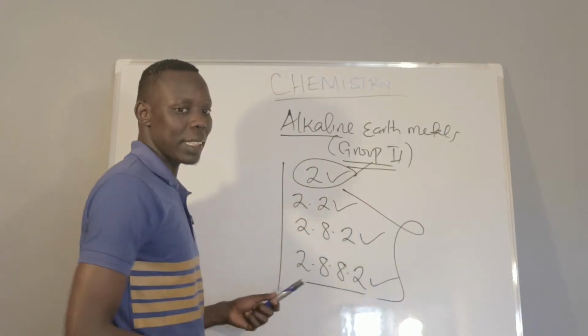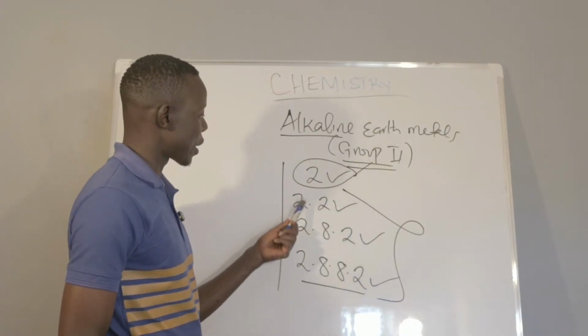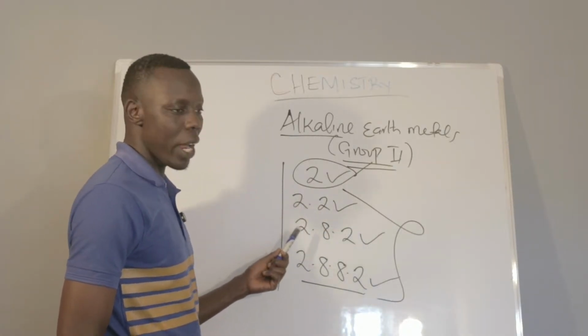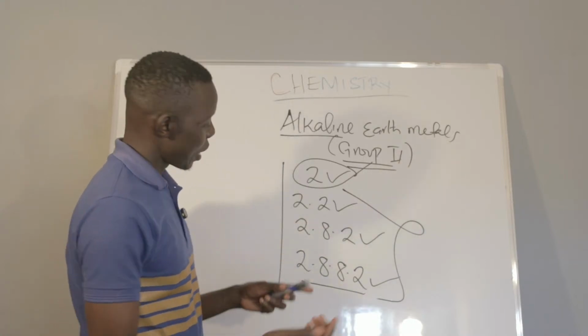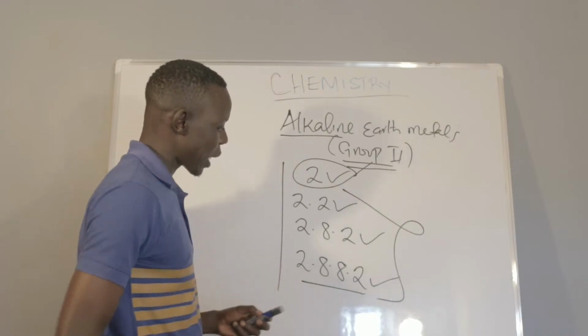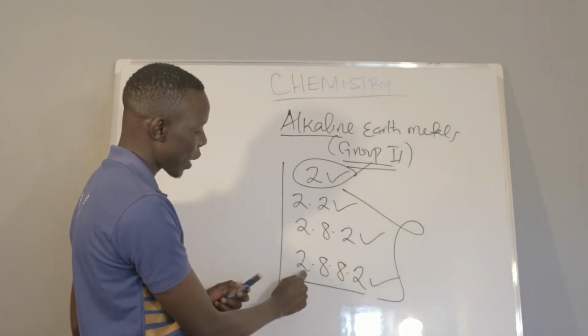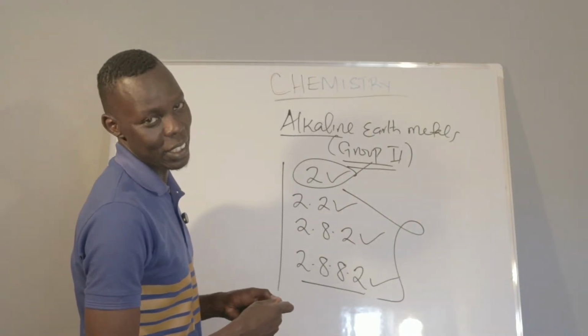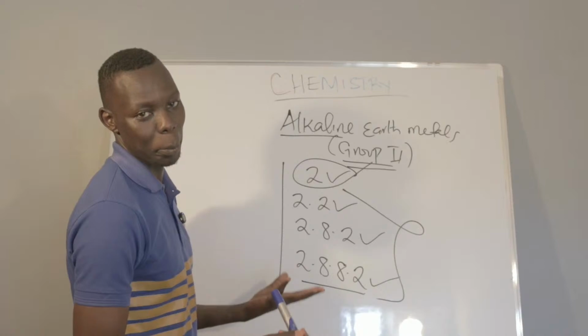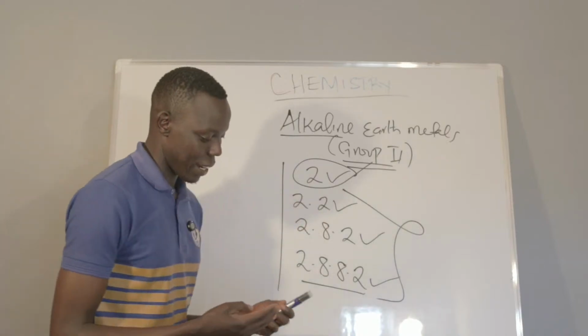2, 2 means it has an atomic number of 4, so it is beryllium. 2, 8, 2 has an atomic number of 12, so it is magnesium. 2, 8, 8, 2 has an atomic number of 20. When you add these ones, it takes you up to 20, and so it is calcium. Are you together? These are the members.